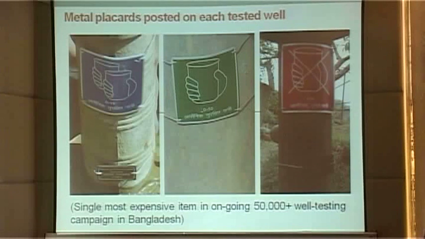This is one of the most expensive items, because these are metal plates which are usually durable for 10 years. So this would be something that may promote households to look for blue wells, which are safer for drinking and cooking.